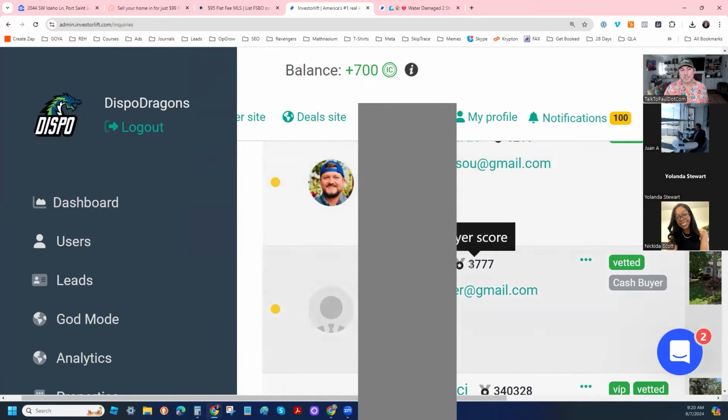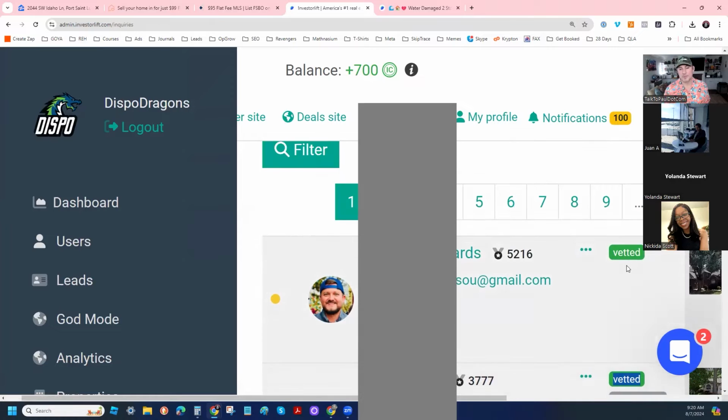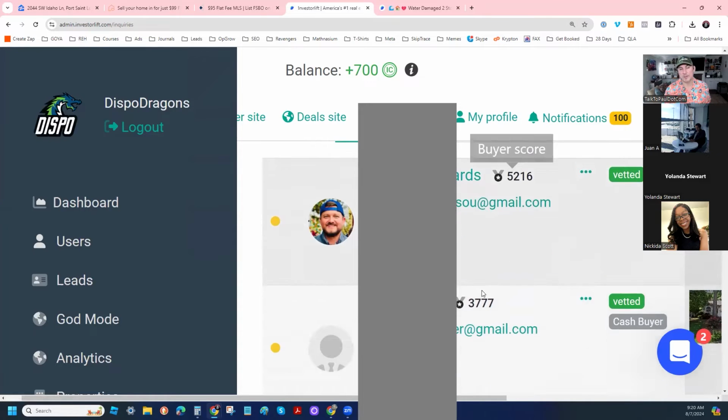Whereas this person's score is a little bit lower. And all that means is that they're probably just getting started, or they're just getting going, or they haven't performed. And as you can see, they don't have too many labels here. And so what that means is that they have been labeled as a vetted cash buyer, and vetted means that people have seen their proof of funds and they've researched them. This person is vetted as well, but their score is a little bit lower.